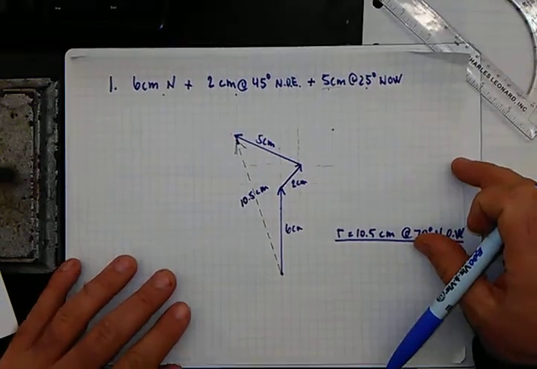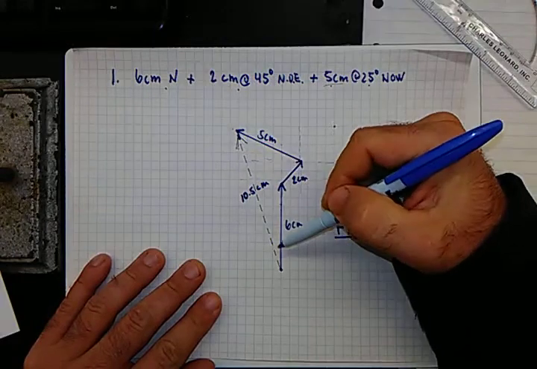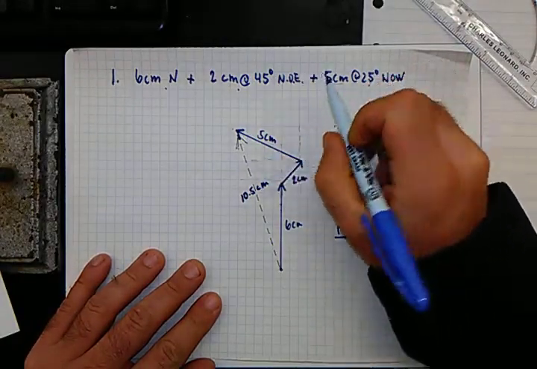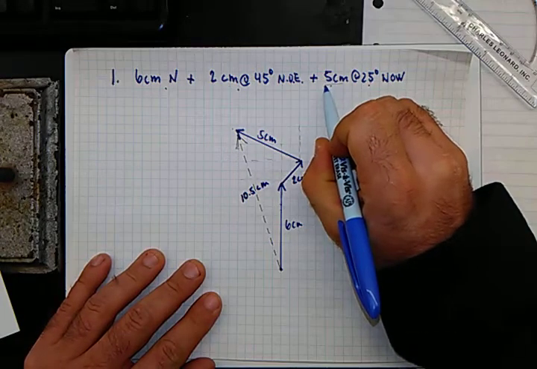Hi guys, this is Mr. Gagnon again, and I am going to be taking a peek at this problem that we had here, and we solved for the resultant vector using the graphical method.